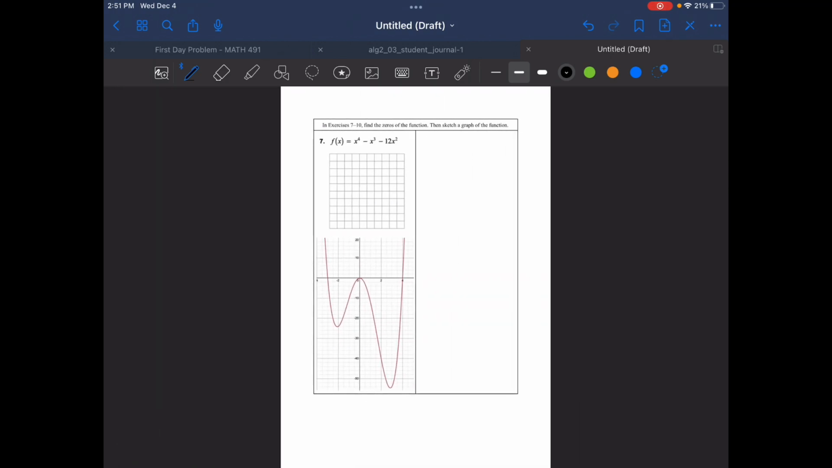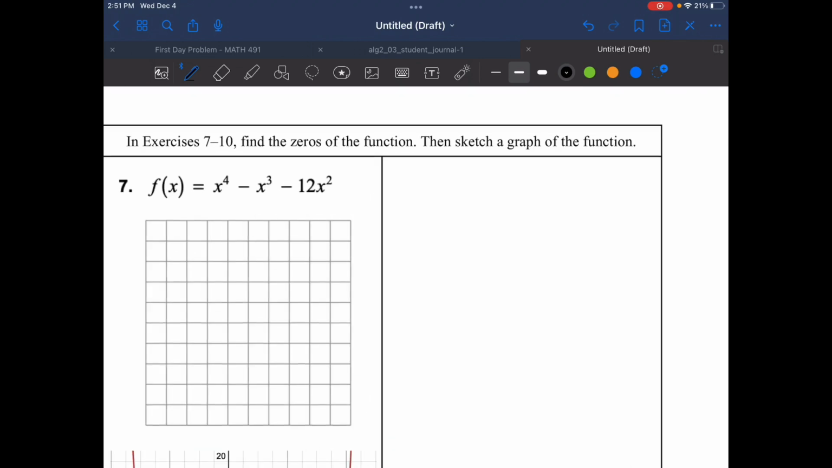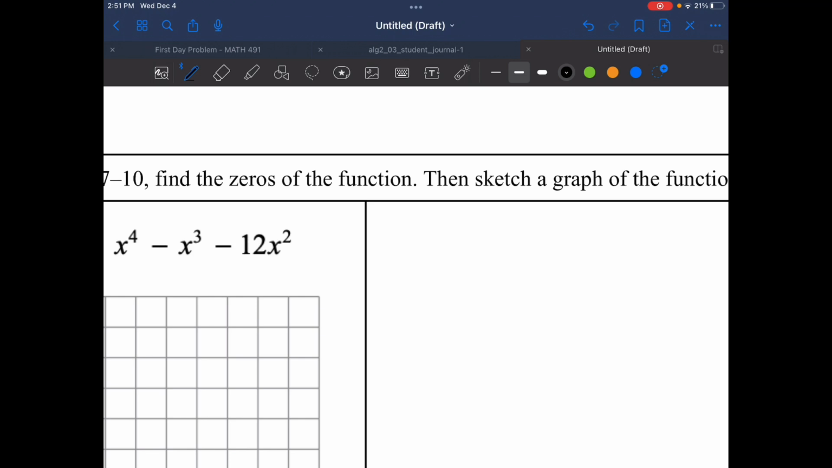Next up on our list is find the zeros of the function. So I'm going to use the rational root theorem here. So I'm going to put that up at the top.